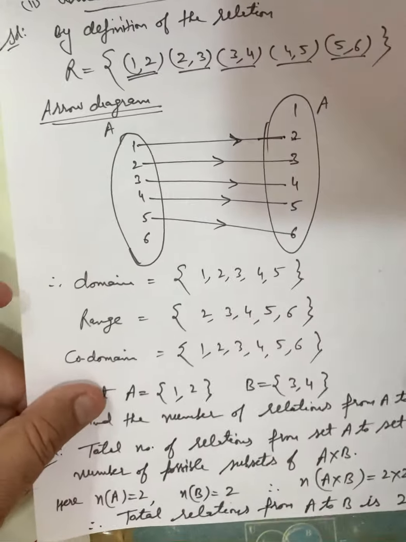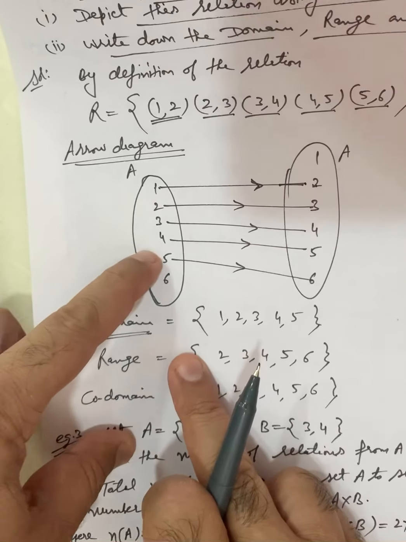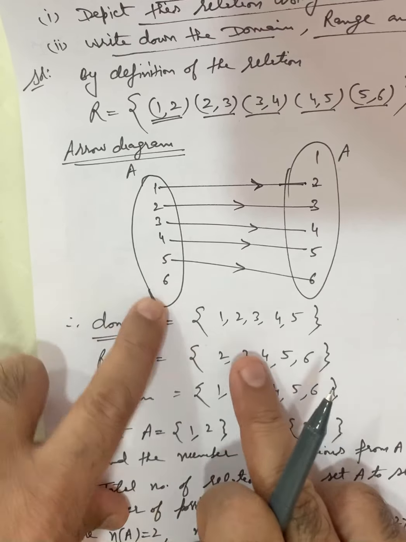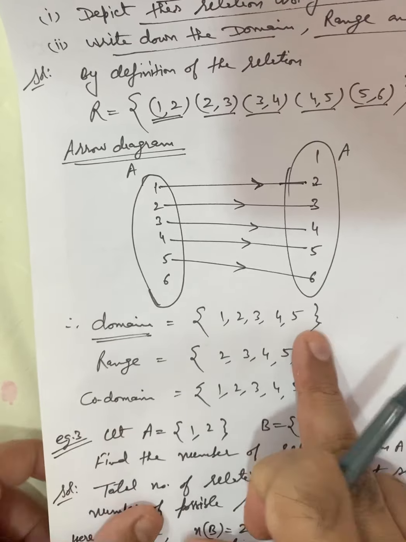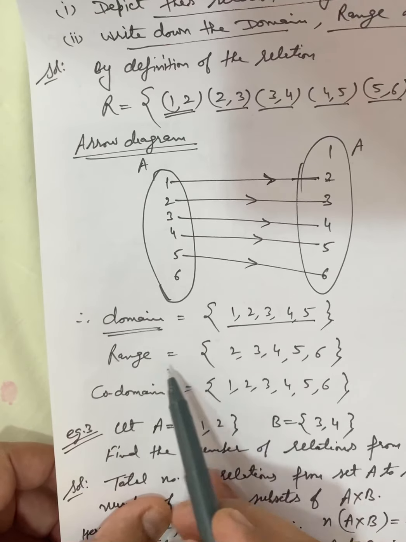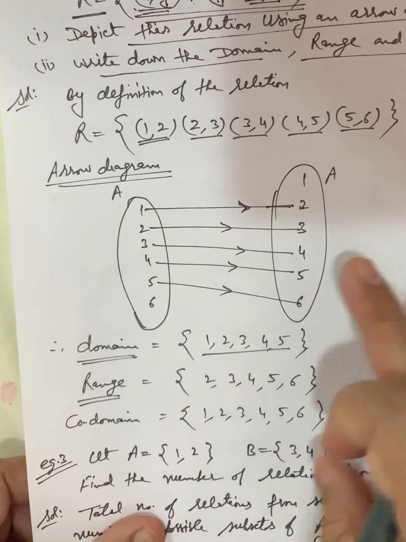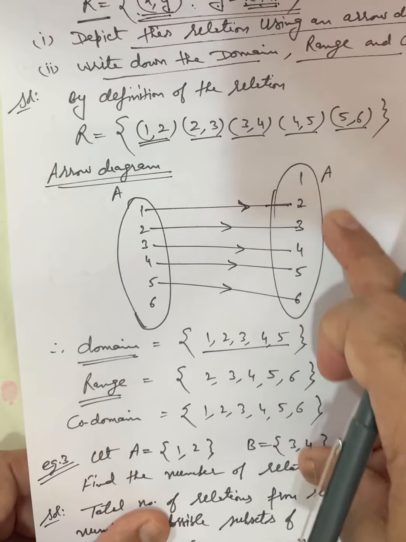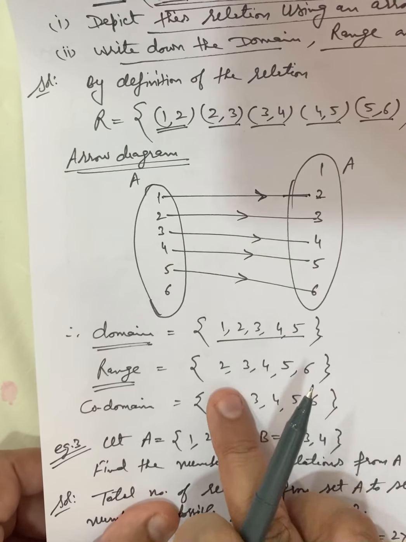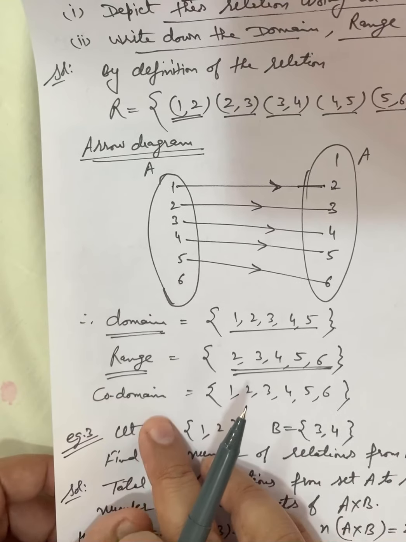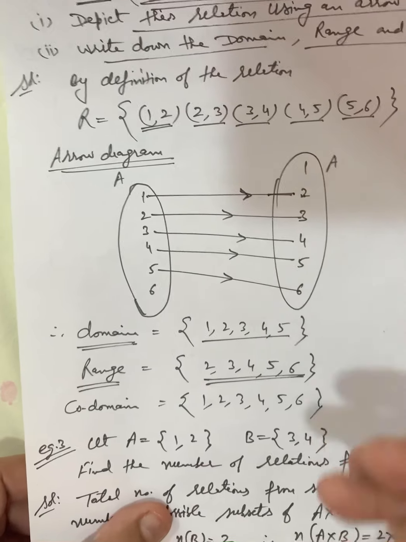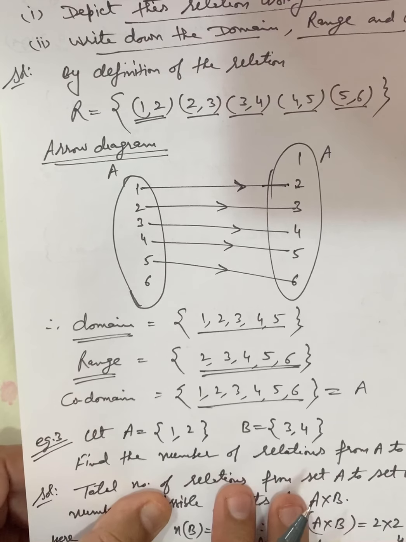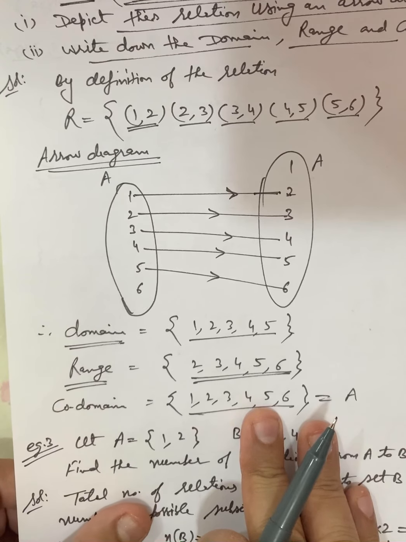Now what is the domain? According to the definition, all the elements of the set A, the first set, which are involved in this relation. So 6 was not involved, so the first 5, 1, 2, 3, 4, 5, the set of the first 5 elements, that will be the domain. Similarly the range, the set from the second set, the elements which are involved in this relation: 2 to 6, 1 is not involved, so 2, 3, 4, 5, 6. Codomain, the second set will always be the codomain, so 1, 2, 3, 4, 5, 6, we can say A will be the codomain. Now I think it should be clear to all of you.